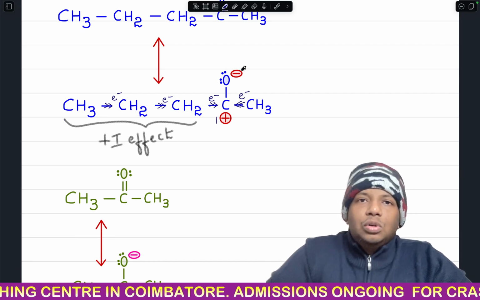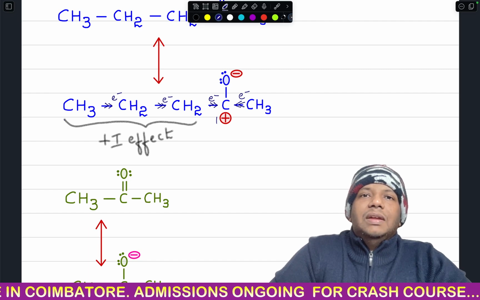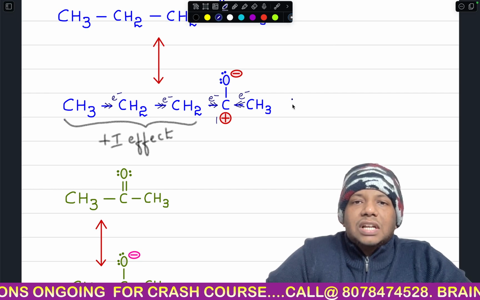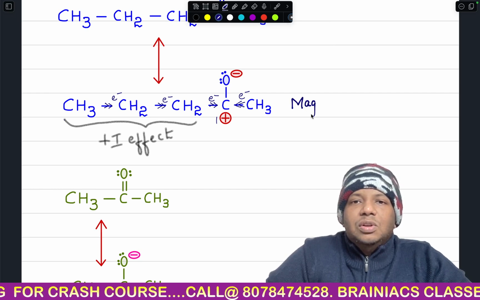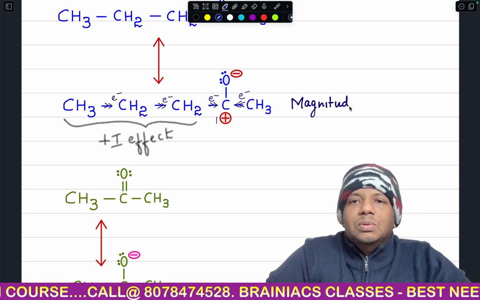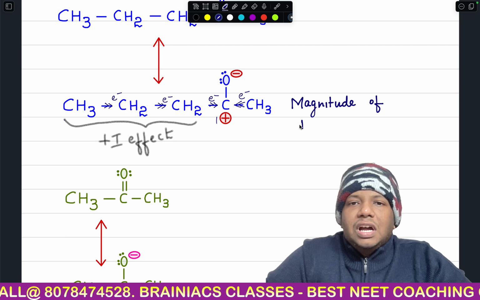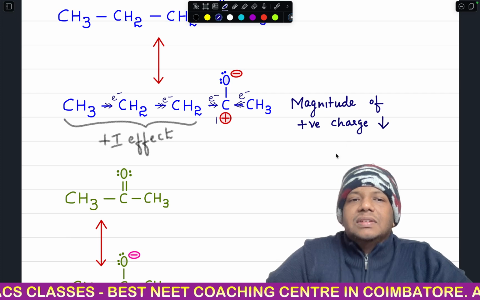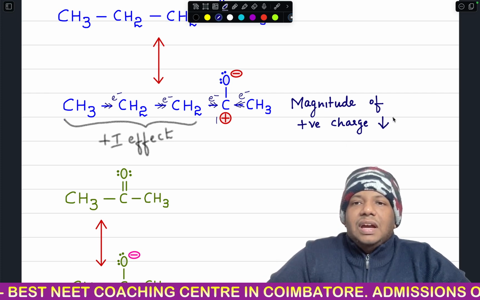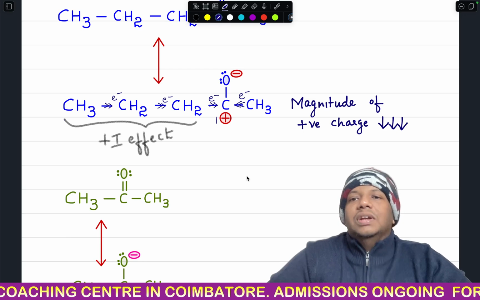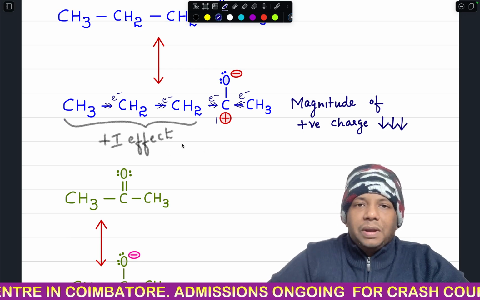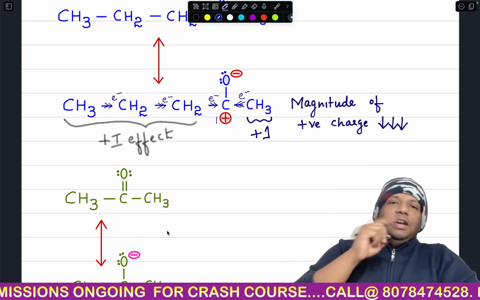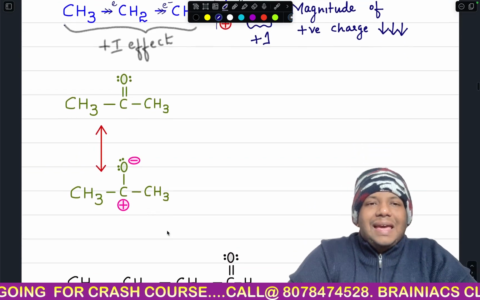So I can say hold together, what is happening? Here I can say the magnitude of the positive charge is decreasing. Correct? It is decreasing. I can put 2 arrows, maybe 3 arrows if you need. It is decreasing very fast because one is a propyl group and another one is a methyl group, which is also having plus I effect. I hope you understood. Now I am taking the next one, acetone.